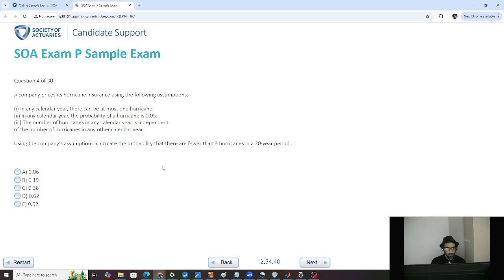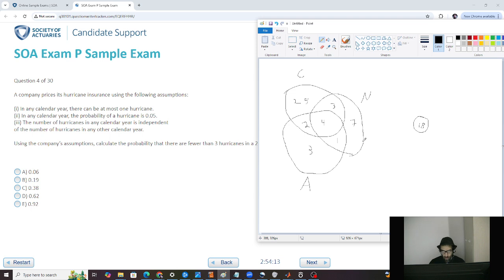Company prices hurricane insurance according to the following assumptions. In any calendar year, there can be at most 1 hurricane. Probability of a hurricane is 0.5. Number of hurricanes in any calendar year is independent. Using the company's assumption, calculate the probability that there are fewer than 3 hurricanes in a 20-year period. Okay, you know how I said you're not going to have a textbook case? This is a textbook. Okay, so this would be like one of the easiest ones. This, hopefully you recognize as a perfect binomial.